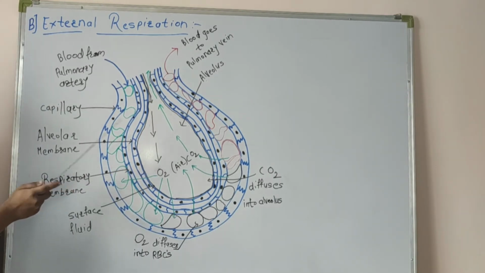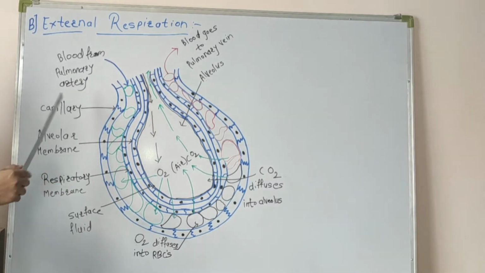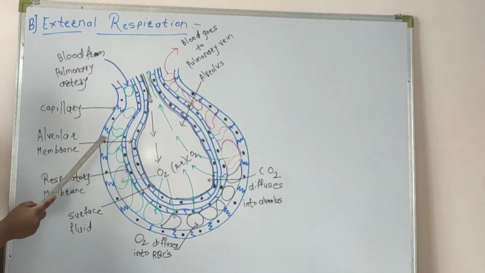These membranes are made up of simple squamous epithelium tissue, and all these membranes along with the capillary form a very dense network. These membranes are very thin because there is a need for exchange of gases. That means through these membranes the gases are exchanged, so these membranes are very thin in structure.